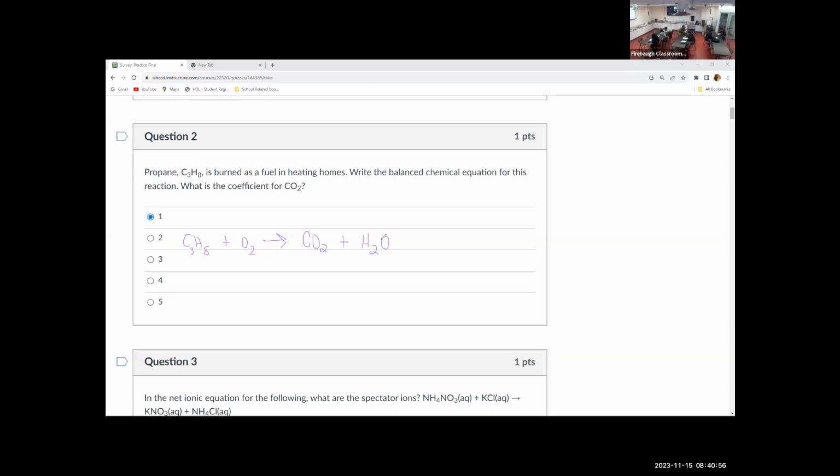Write down the number of reactants. I write down what I have, right? So I should probably write down what I have. So I have a C, I have an H, and I have an O. How many carbons do I have on my reactant side? 3. How many hydrogens do I have? How many oxygens do I have? 2.